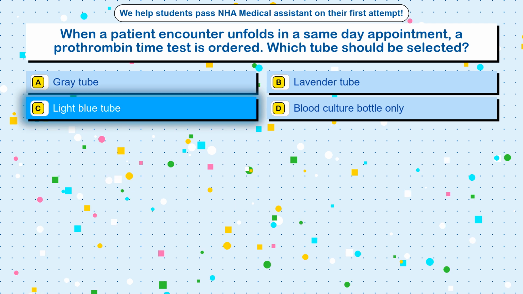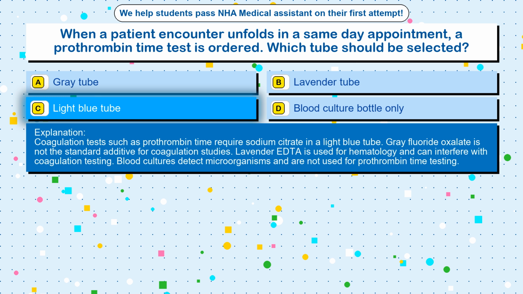The correct answer is option C, light blue tube. Coagulation tests such as prothrombin time require sodium citrate in a light blue tube. Gray fluoride oxalate is not the standard additive for coagulation studies. Lavender EDTA is used for hematology and can interfere with coagulation testing. Blood cultures detect microorganisms and are not used for prothrombin time testing.